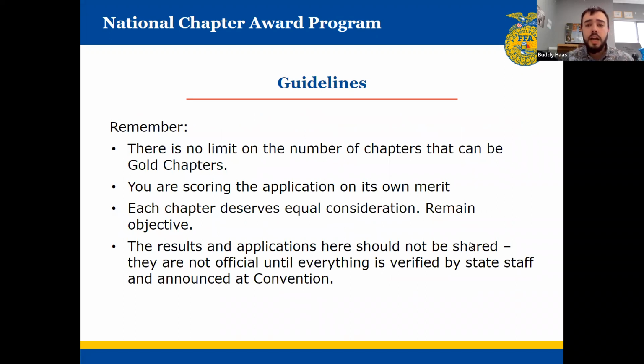A couple things to keep in mind, which I think have been overlooked in the past. Our National Chapter Award program does rank chapters in terms of gold, silver, bronze, and superior chapters. And there is no true limit to the number of gold chapters that we have. Again, you're scoring the application on its own merit. Each chapter deserves equal consideration, so just remain objective when you're judging each of those activities.